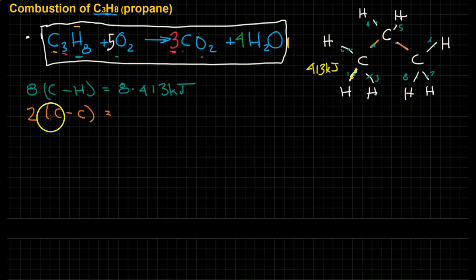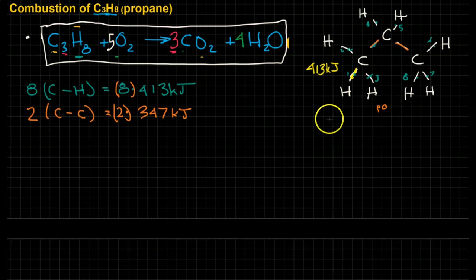Okay, so I'm looking for the 2 carbon-carbon bonds, and that is going to have a bond energy of 347 kilojoules. These are all per mole, but I don't want to write it all out. And I've got 2 of those. Maybe that would be easier to see if I did this. Now, carbon to carbon, so I've got 2 of those. I've got 3 of those. That covers the propane.